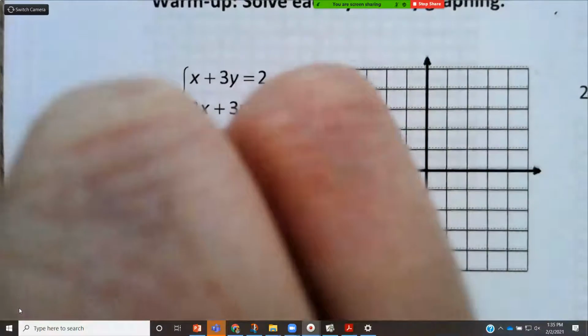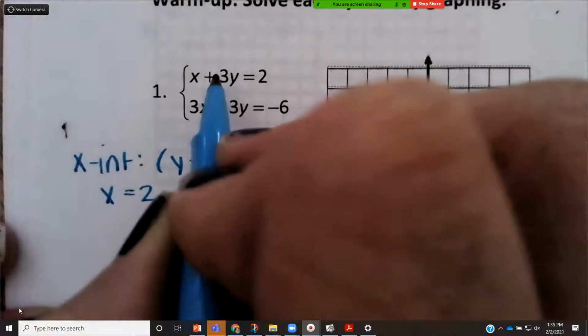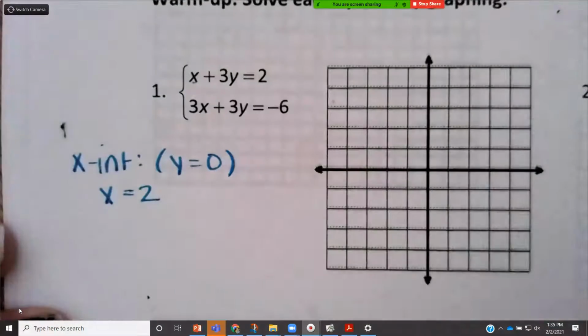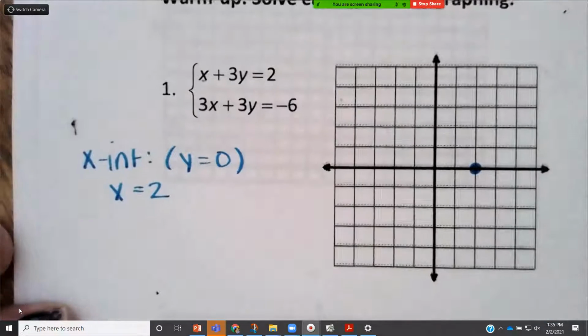For number 1, if I found my x-intercept, that occurs when y equals 0. So for the first one, when y is 0, x is 2, because 3 times 0 is 0, and that gives x equals 2. So that gives the point (2, 0).